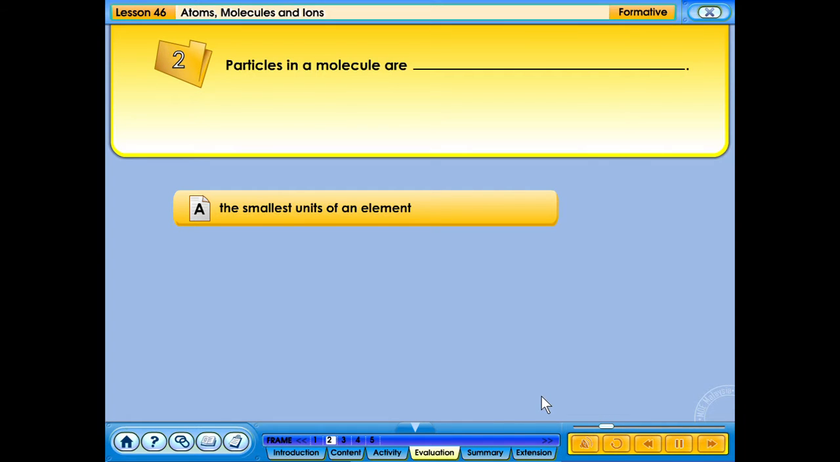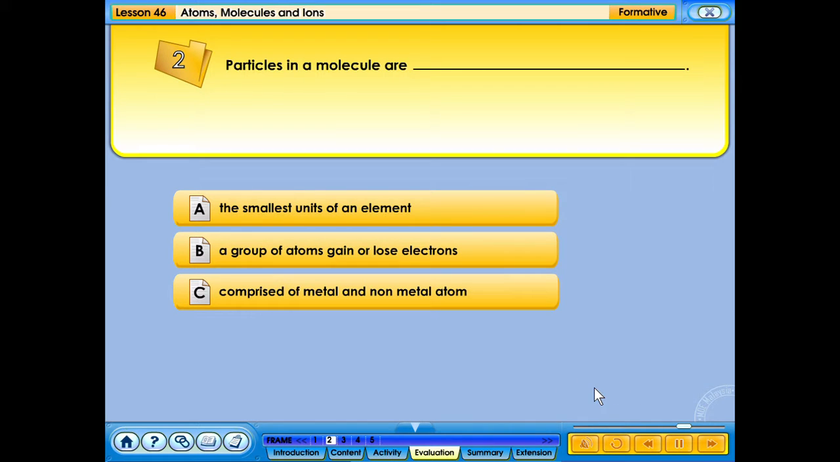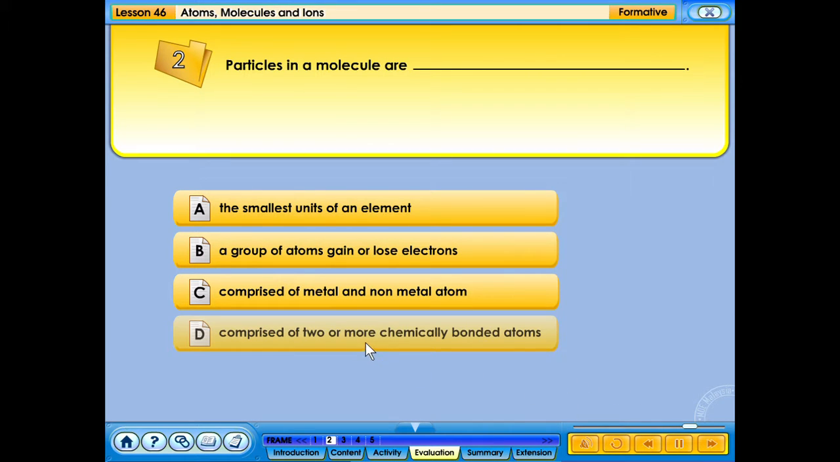The smallest units of an element, B. A group of atoms that gain or lose electrons, C. Comprised of metal and non-metal atoms, D. Comprised of two or more chemically bonded atoms.